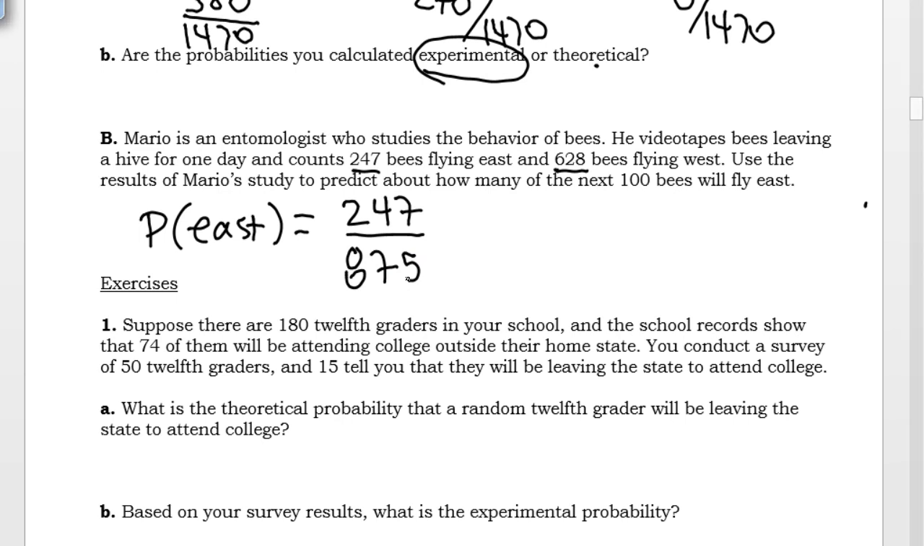And if I want to know about how many of the next 100 will fly east, we're going to take that probability and just multiply by 100. And that will give us how many of the next 100 will go east. And that is about 28 bees.